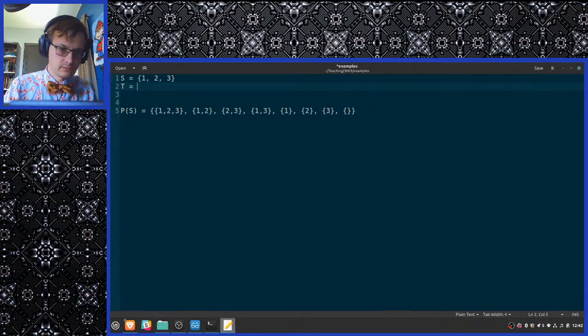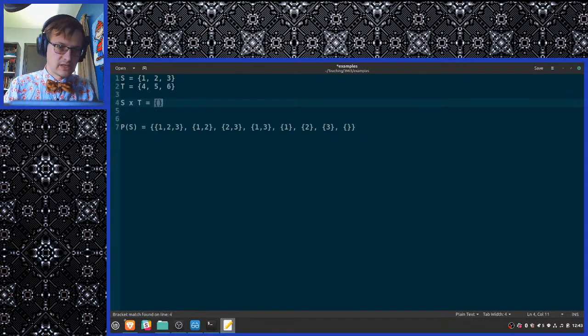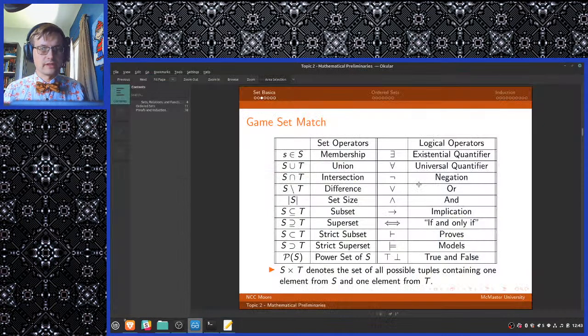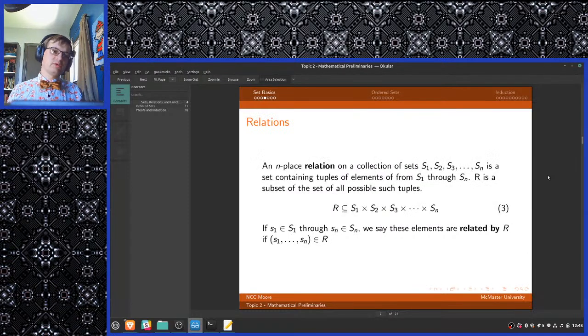So if we have two sets, S and T, right, and this one's 4, 5, 6, then S times T is going to be 1, 4, tuple, 1, 4, you know, 1, 5, etc. on down the line, then 2, 4, 2, 5, 2, 6, 3, 4, 3, 5, 3, 6. So this is going to be important when we bring in relations, because S times T is the set of all possible relations, essentially. Kind of has the same relation to relations that the power set has to subsets. So, let's talk about relations then.